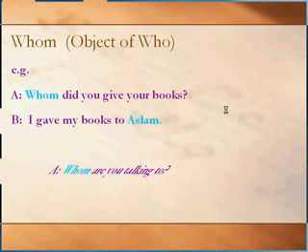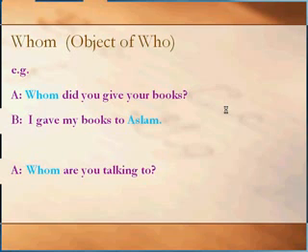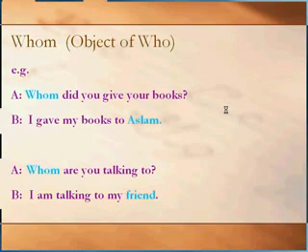Another example, whom are you talking to? Or you can also say who are you talking to, same thing. B: I'm talking to my friend. So you can see that whom does not represent I, which is the subject, and whom represents friend, which is the object, right? Indirect object, you can say. Well, talking does not take any object, but it's not the subject, remember that.